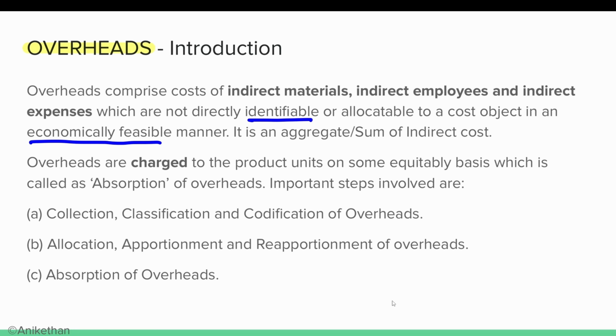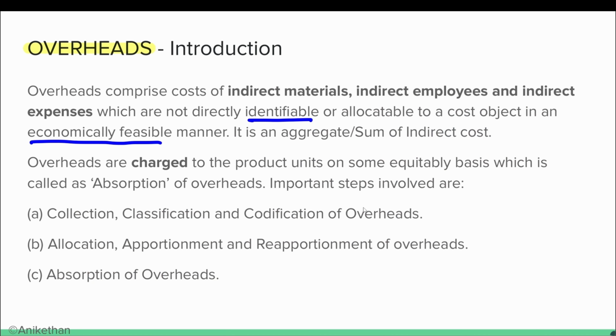So overheads are charged to the product basically on the absorption method. How absorption works, we will understand through some steps. First step is about collection: collection, classification and codification of overhead. We will see each one of them. Second step, you have allocation, apportionment and reapportionment. Third, you have absorption of overhead. So these are the important steps involved in absorption of overheads.